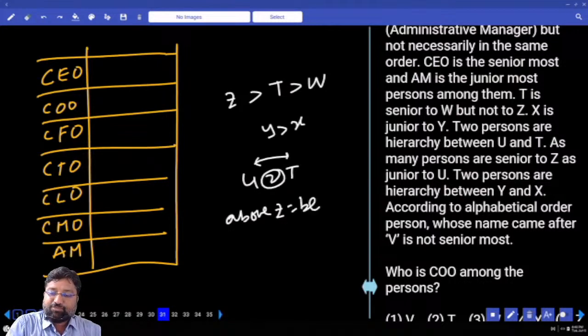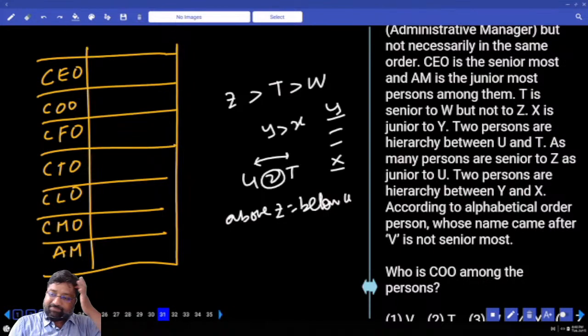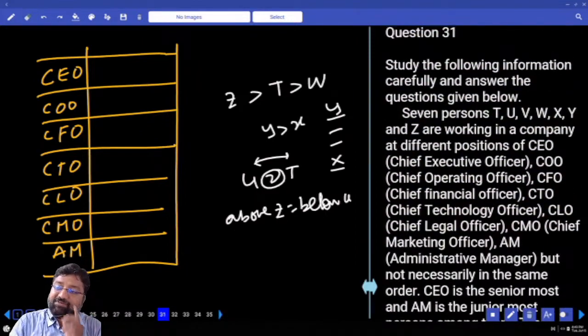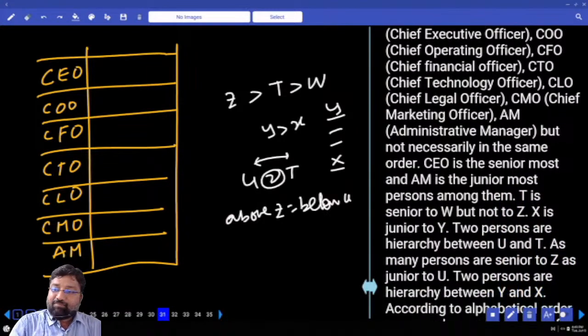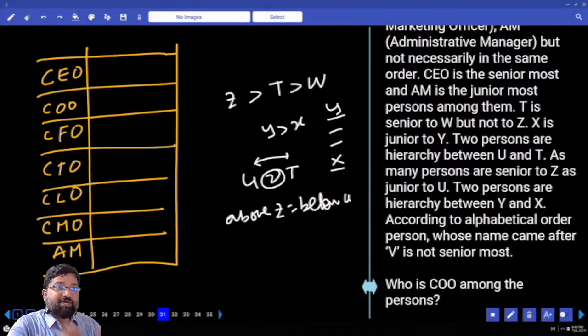Above Z is equal to below. Two persons are there between Y and X, so Y should be first, and after the two gap it should be X. According to alphabetical order, persons whose names come after V are not the senior most. Can you please tell me what are the names that come after V? W, X, Y, Z. W, X, Y, Z are not the senior most.